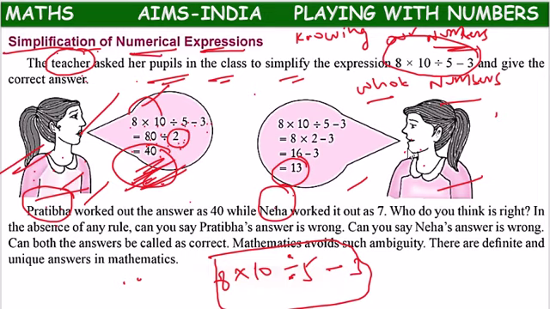But for the same question, how has this girl done it? First, she has performed division, 10 divided by 5, how much? 2. Then she has done multiplication, 8 2 times, 16, minus 3, how much? 13. This girl gave the answer as 13.